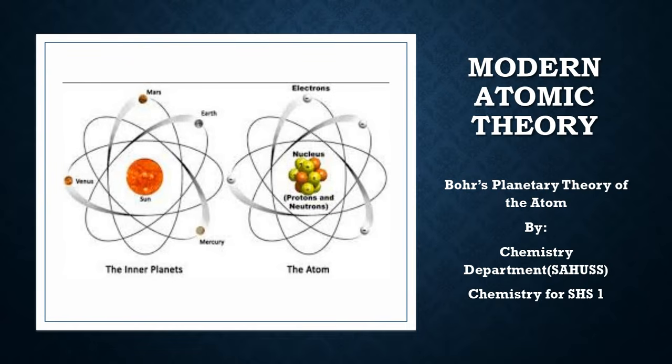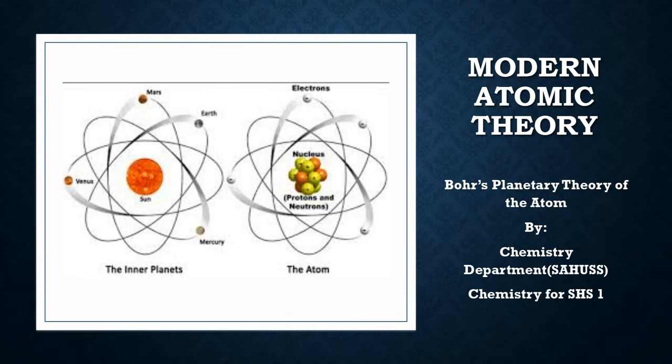Welcome to chemistry class. We are going to look at modern atomic theory. We have been able to look at Dalton's atomic theory, J.J. Thomson's cathode ray tube experiment, and Rutherford's alpha scattering experiment. Today, we are going to look at the last of it all, which is Bohr's planetary theory of the atom.